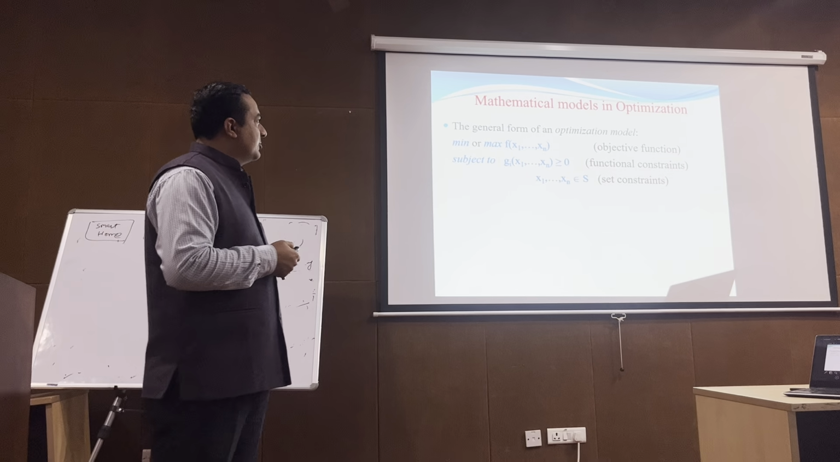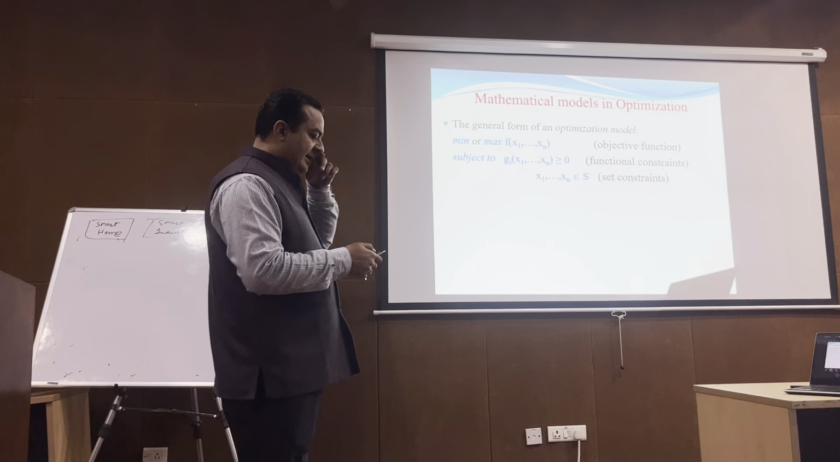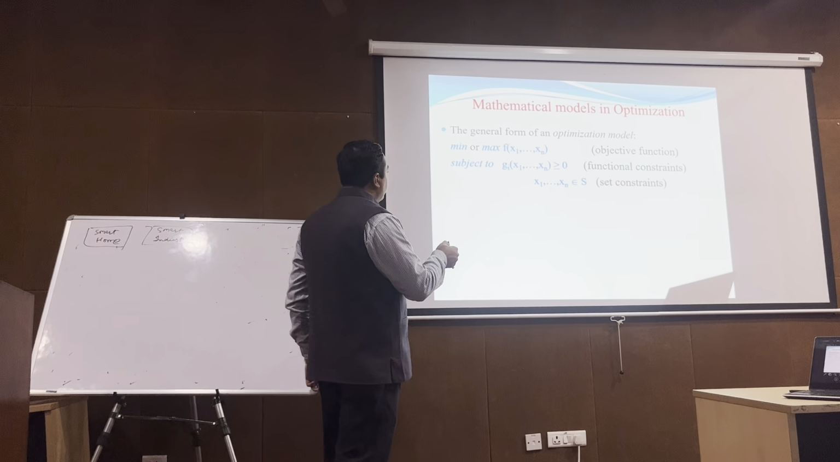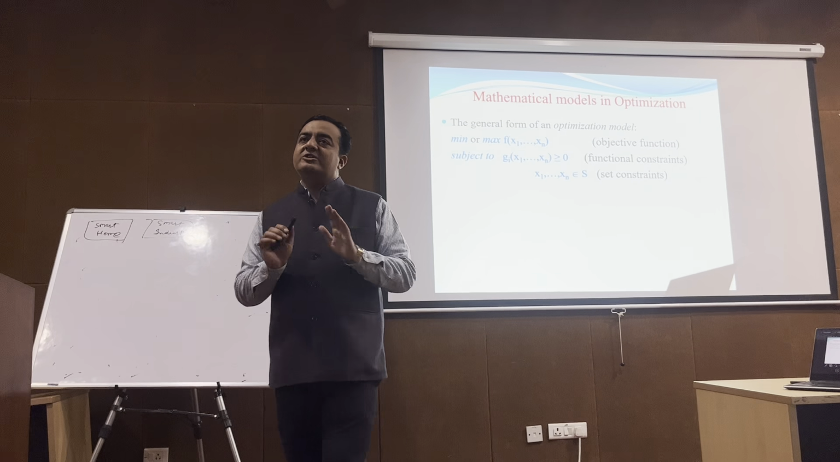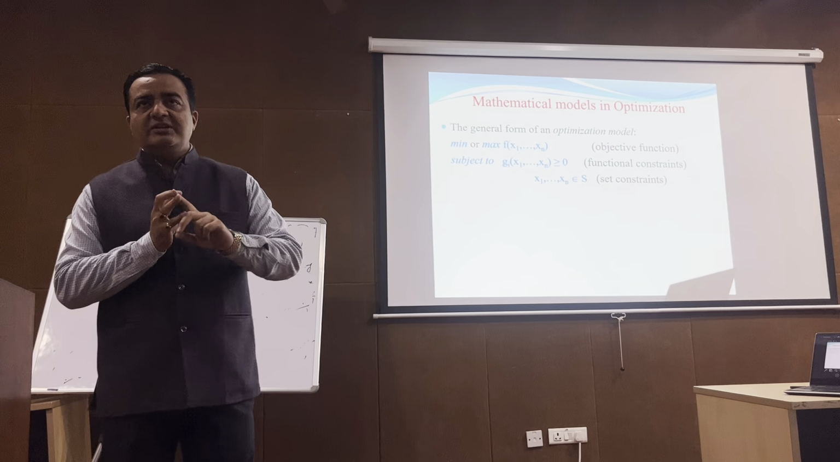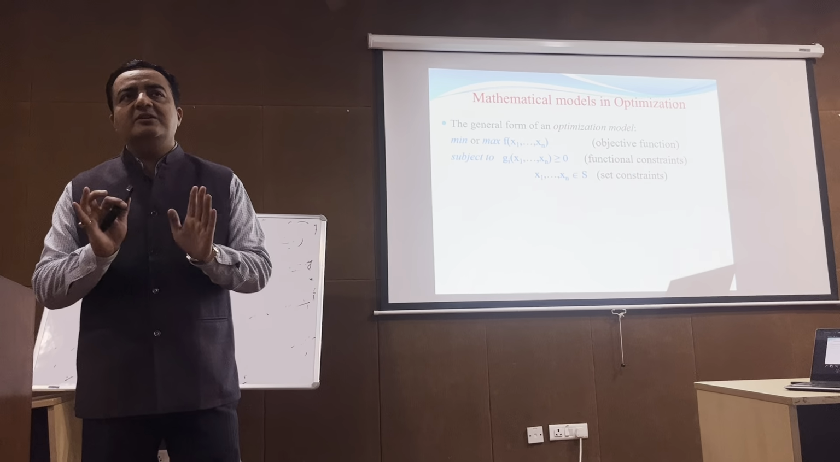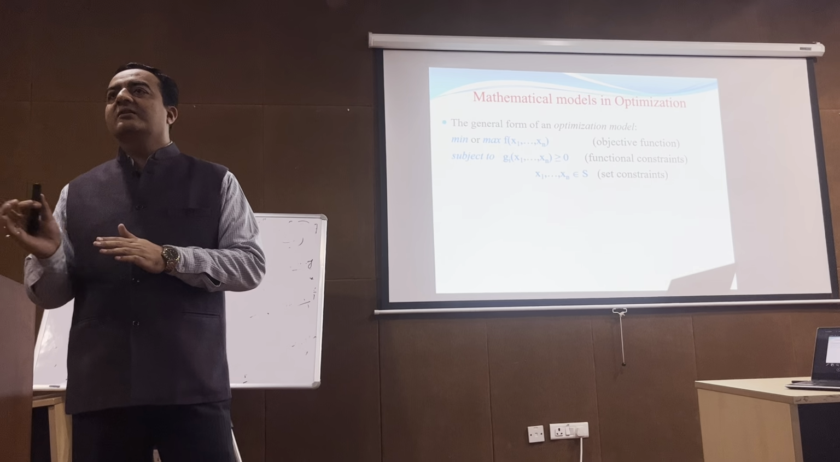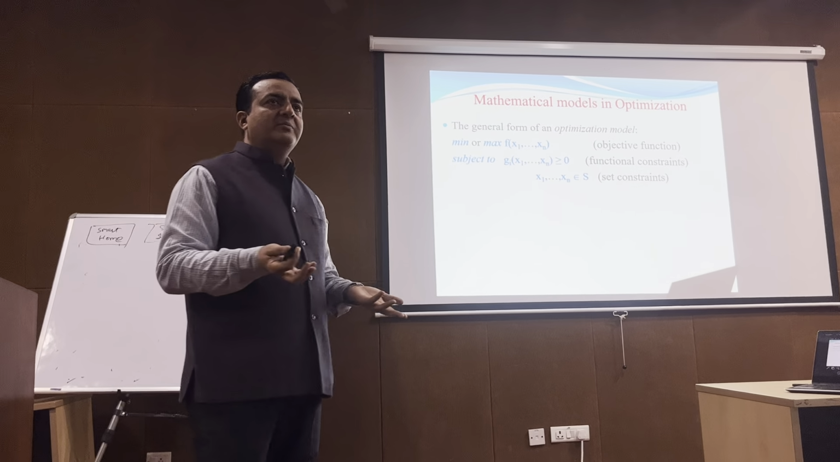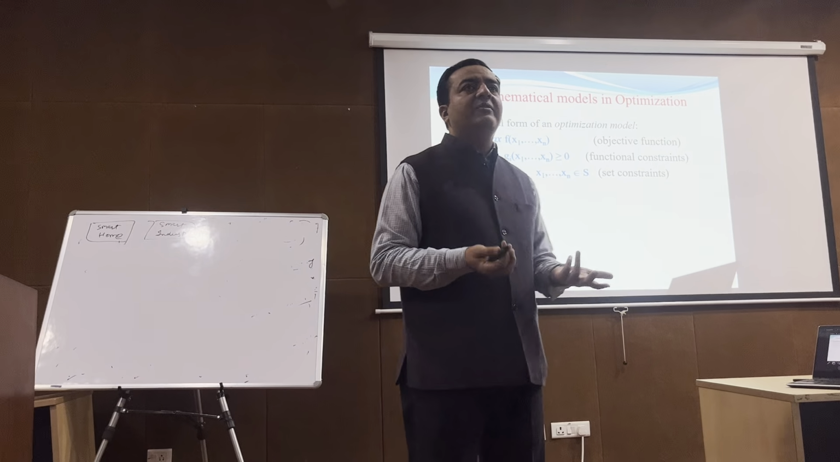These are the general forms of optimization. Here you focus only on this part, minimum or maximum. It will give you the nature of the objective function. There are two things in an optimization problem: one is the objective function and the second is the condition or constraint, meaning under what boundaries we will work.